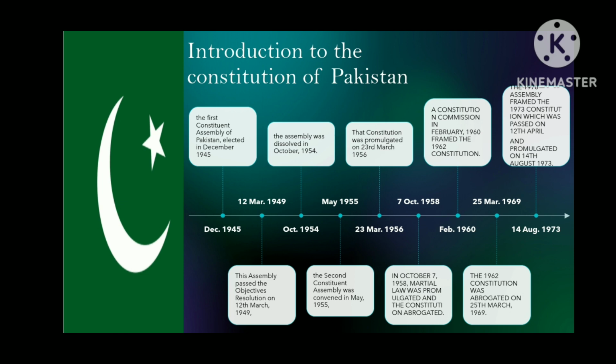On October 7, 1958, martial law was promulgated and the constitution abrogated. A constitution commission in February 1960 framed the 1962 constitution. The 1962 constitution was abrogated on 25 March 1969. The 1970 Assembly framed the 1973 Constitution, which was passed on 12 April and promulgated on 14 August 1973.